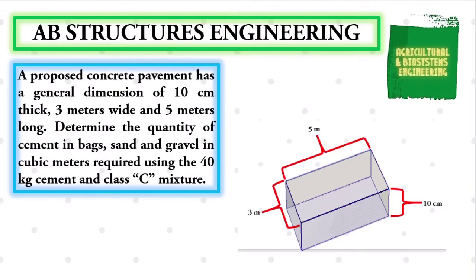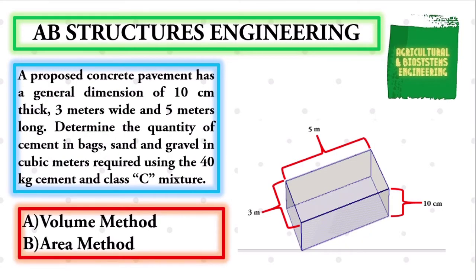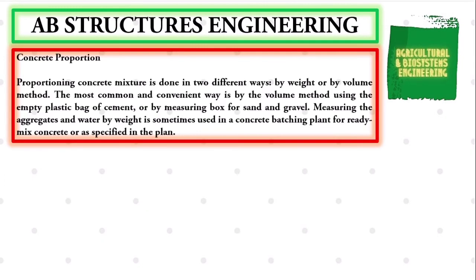Before we proceed in our solution, we always have two methods in determining the quantity of cement in bags, sand and gravel in cubic meters. We have the volume method and area method. Any of the methods can be used as long as it is convenient and easier to use. We first begin with our volume method.